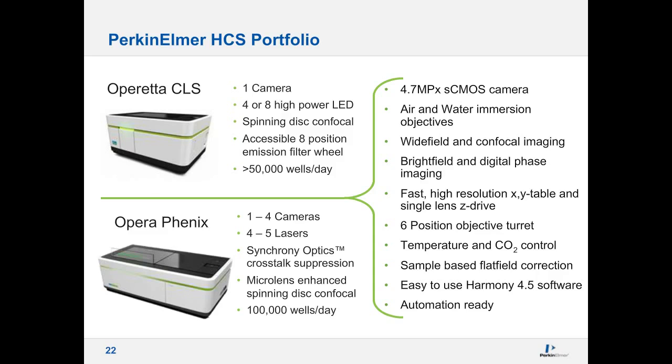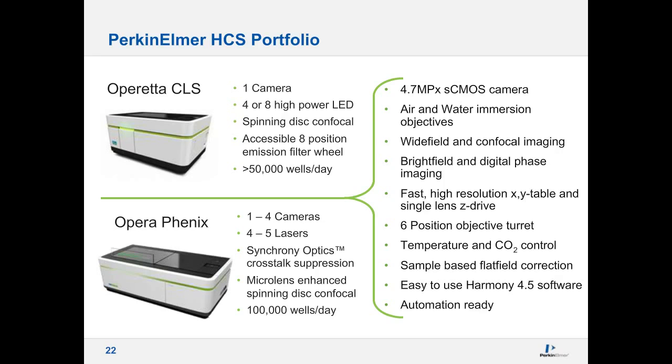Both systems share really the same camera type, the same objective lenses, the same options for wide field and confocal imaging, bright field and digital phase imaging, and they share the very same mechanics that enable this very fast image acquisition. They have 6-position objective turrets with options for temperature and CO2 control. We have the Harmony 4.5 software, which provides you access to the features we've just been talking about.